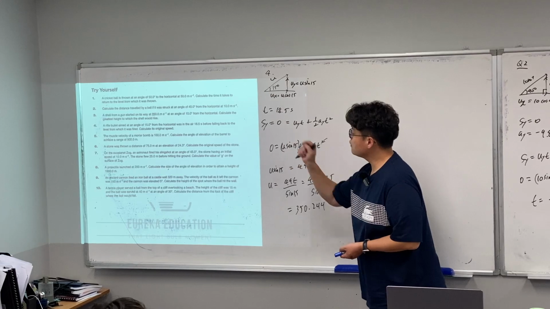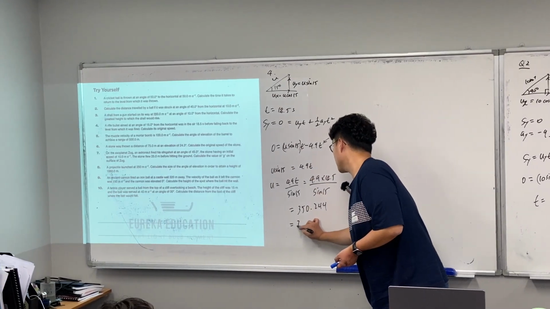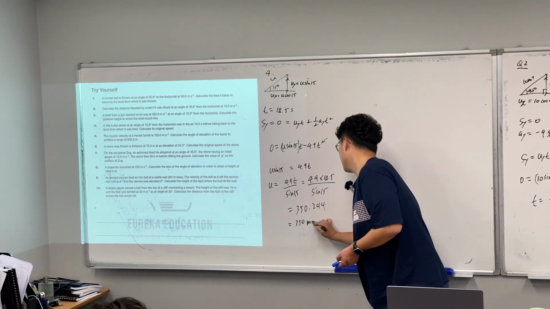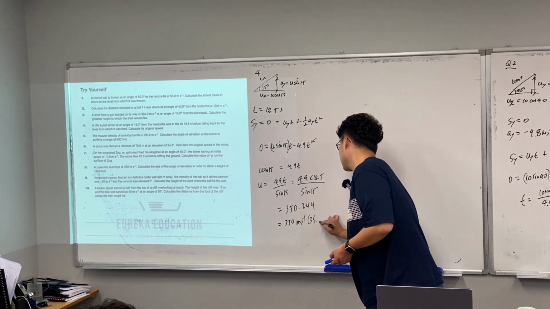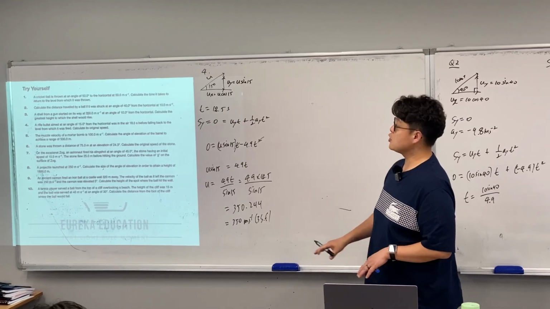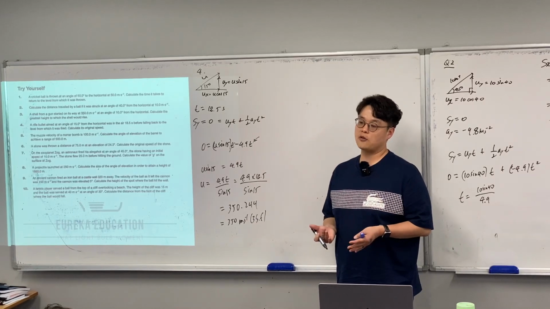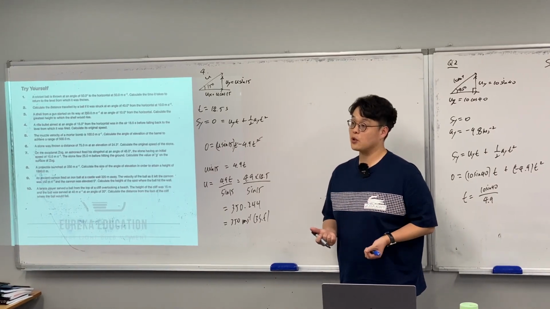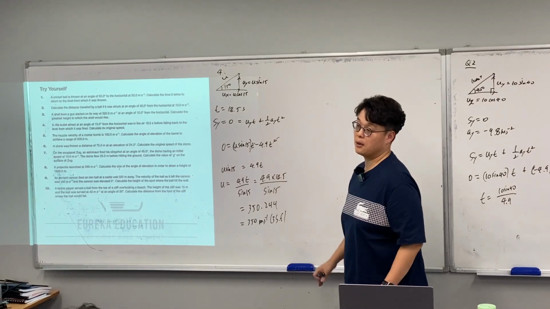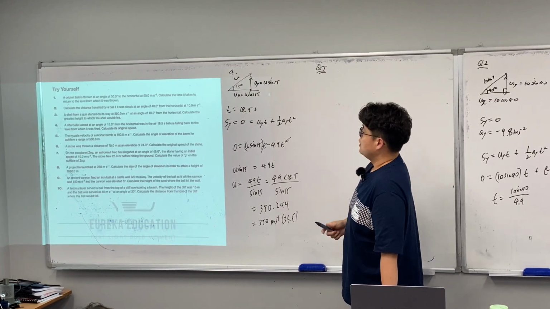350.244. Now, check the sig figs, we have a 3. So it'll be 350 meters per second in 3 sig figs. Again, I'm using the same technique, always trying to use the vertical components to find the time taken. That's the kind of technique you can use. Same in here. A bit mathy, but not that much.